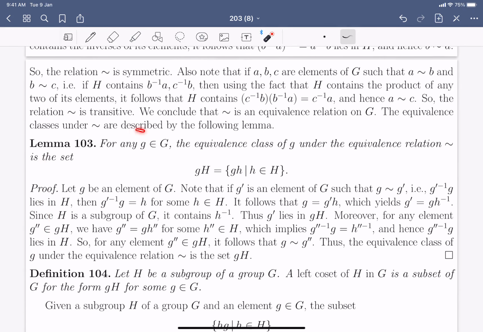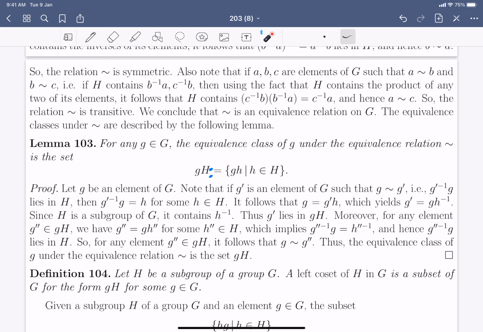So this says that for any element little g inside G, the equivalence class of g under the equivalence relation tilde is the set gH. This is only a notation. Okay, and this is defined to be the set consisting of elements of the form g times h, where h lies inside H. The equivalence class of g consists of all the multiples of g by elements of H from the right. Okay, that's the point.